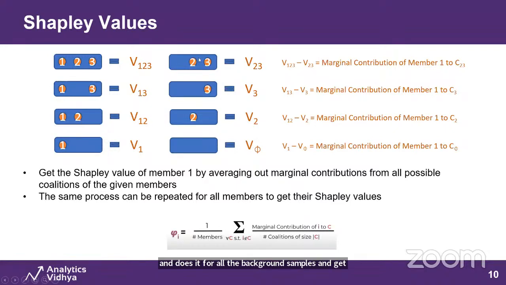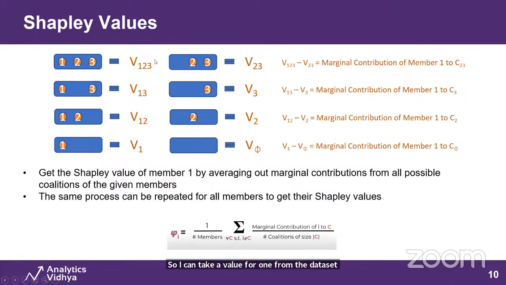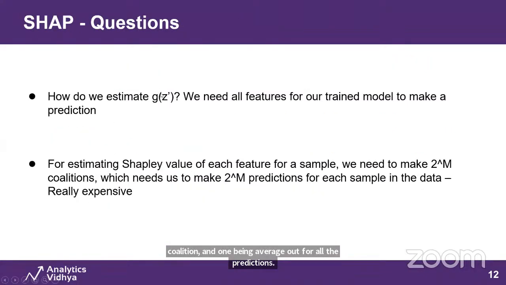So I can take a value for 1 from the background dataset, get a prediction, sample another value, get another prediction, and so on. And you average out all the predictions. 2 and 3 are constant. So that will give you the average prediction of the model for 2 and 3 being fixed, which is a coalition, and 1 being averaged out for all the predictions. So that's what we do here. That's how G of Z prime is estimated.